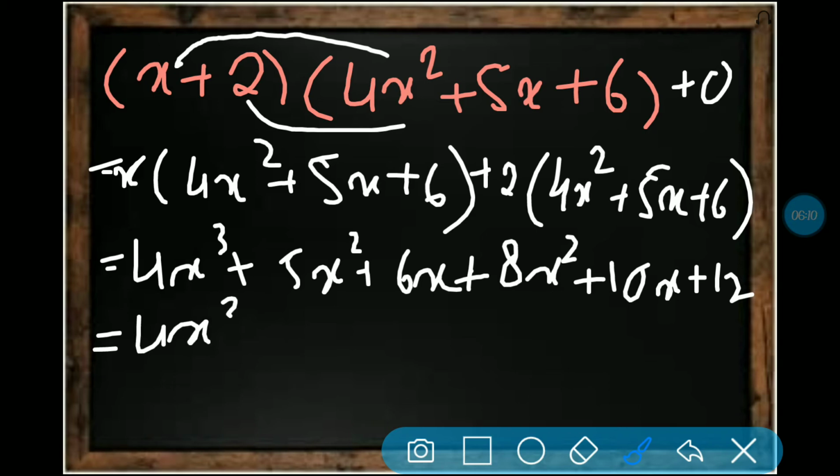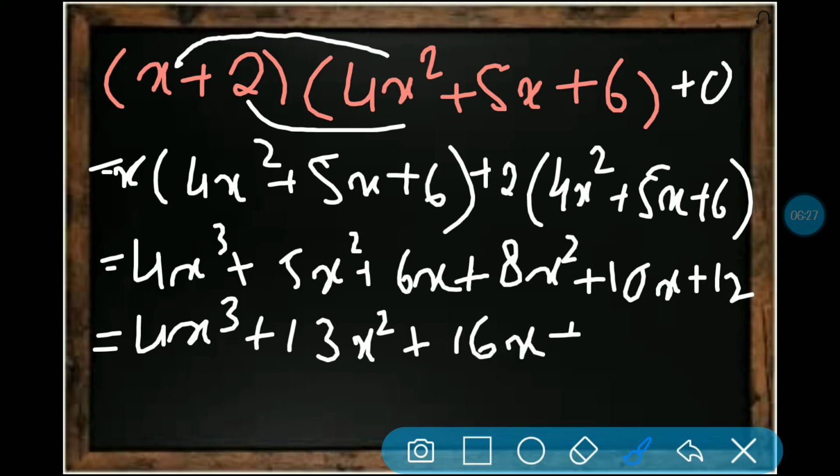So 4x cube as it is we will write, 5x square plus 8x square is 13x square, then 6x plus 10x is 16x plus 12. That's it. We are done with the problem. So this is the f of x. And the option is A. Please note it down or you may take a screenshot. Now we'll look at the third question.